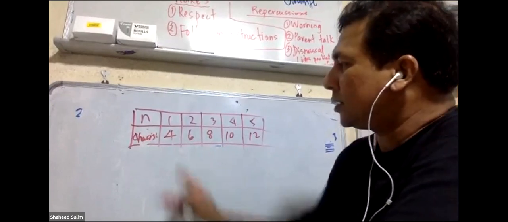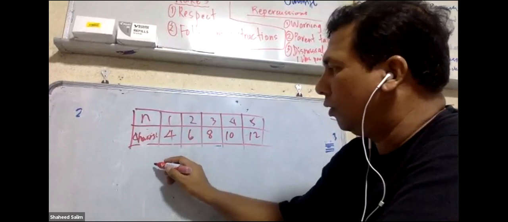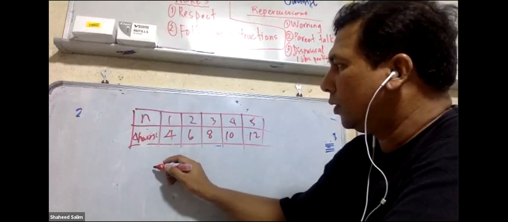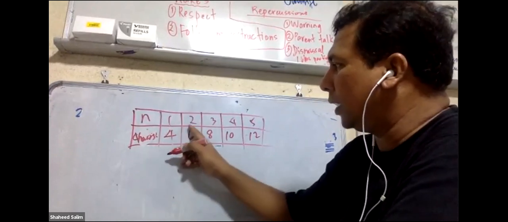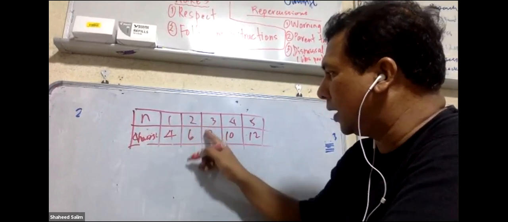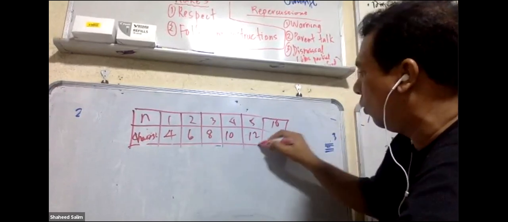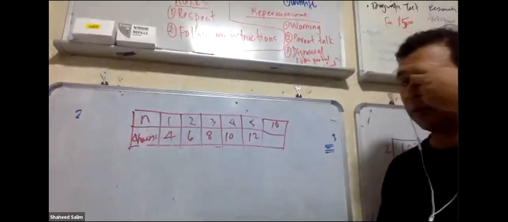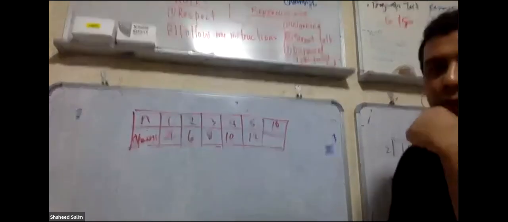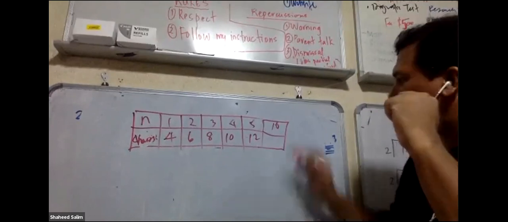Can you see the first term is 4? The first term is 4. The second term is plus 2, plus another 2, plus another 2. So if I ask you for the 10th term, can you tell me what it is? Your calculation is counting. She's counting. You cannot count if I put 100 then. Can you find a formula?